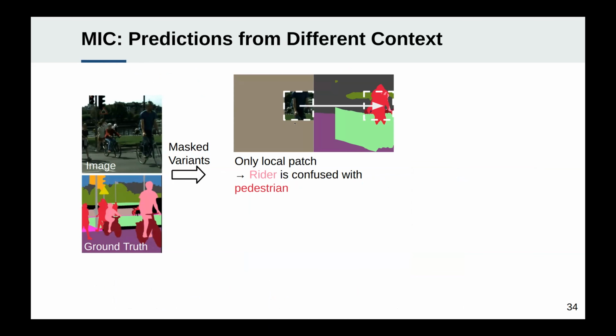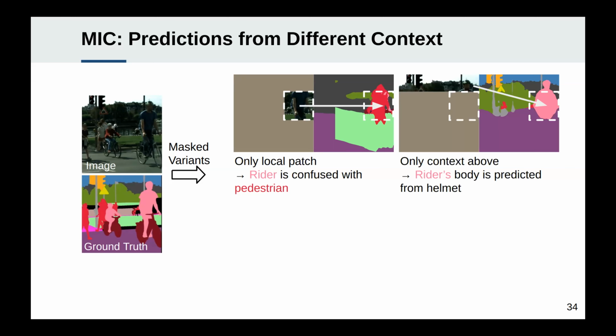So over here, the network can only see the body of the rider. We can see the network without any context confuses the rider with a pedestrian. However, what is more interesting over here, if we only provide the upper part of the image, so basically the head of the rider with the helmet, the network is able to use the context clue of the helmet to predict the entire body of the rider correctly. I mean, it's not very precise, it has no spatial information. So there's basically just a blob over there, but it's quite impressive.